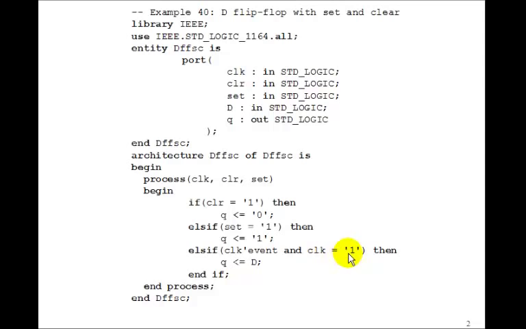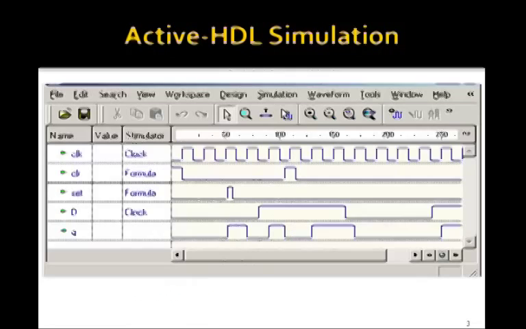If I had said clock equals 0, then we would have had a falling edge. Clock tick event and clock equals 0 would represent a falling edge. So clock tick event and clock equals 1 means rising edge of the clock. So if clear is not 1, so Q gets set to 0, and if set is not 1, then we check to see if it's a rising edge of the clock. If it is, then Q gets D, which is our edge-triggered D flip-flop. So this is how we will implement an edge-triggered D flip-flop in VHDL with set and clear.